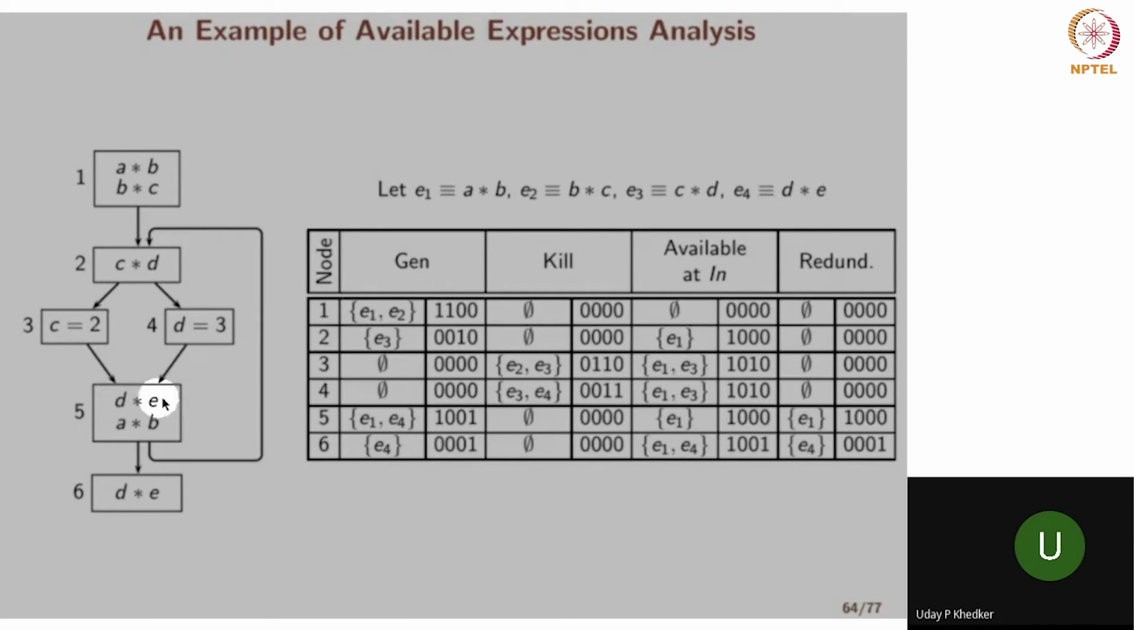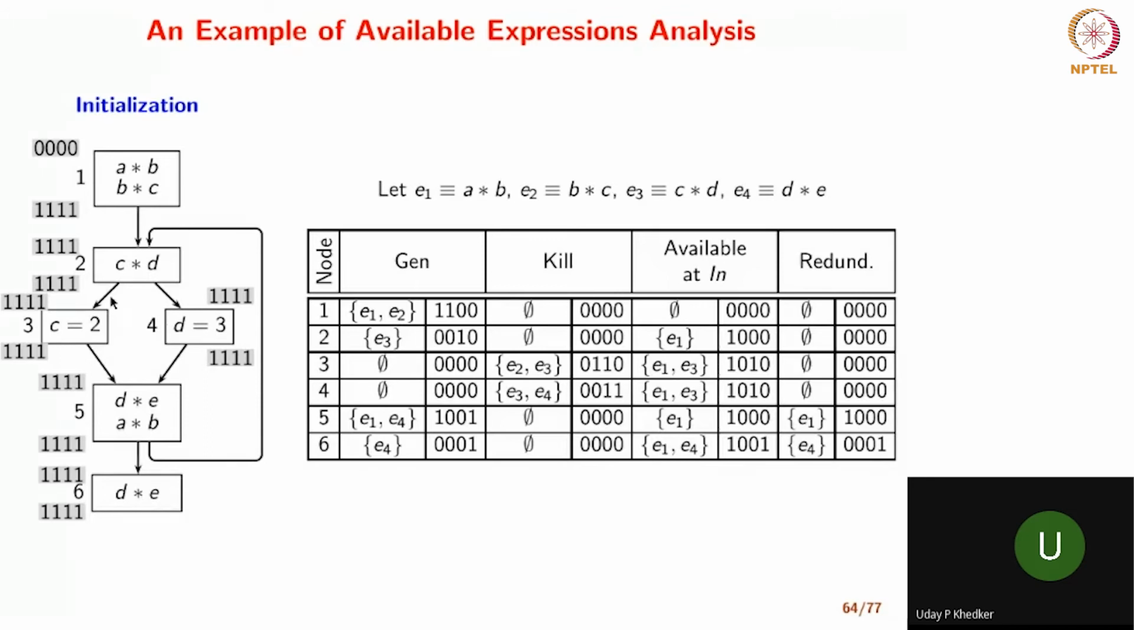Now consider any path from here to here. Again, D is being defined, so we can go back along this loop, but D star E is once again recomputed. So remember what we had seen in the motivating example. We talk about the last occurrence of D star E here and the first occurrence of D star E here. Between these, D is not being defined. So this is also an example of an expression which is common and therefore can be eliminated. Let us see how we get it.